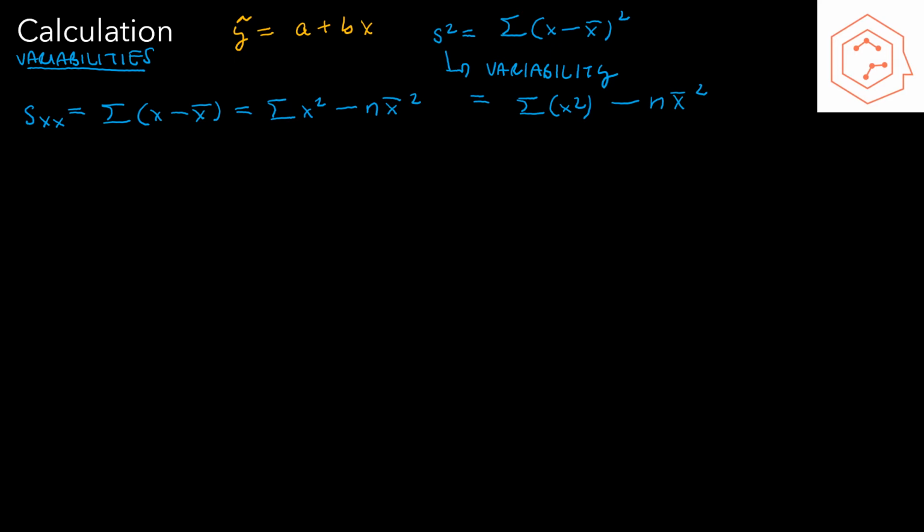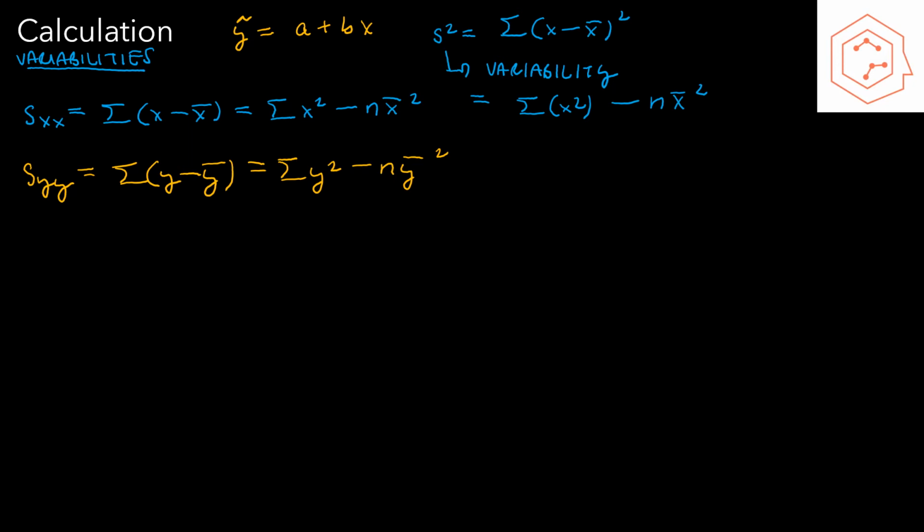So we only consider the variable x. We do the same for y. So s y y is going to equal the sum of the squared differences between the y points and the mean of y, which is equal to squaring all the y points and adding them up, minus however many points in y there are, which is the same n as for x, multiplied by the mean of y squared.